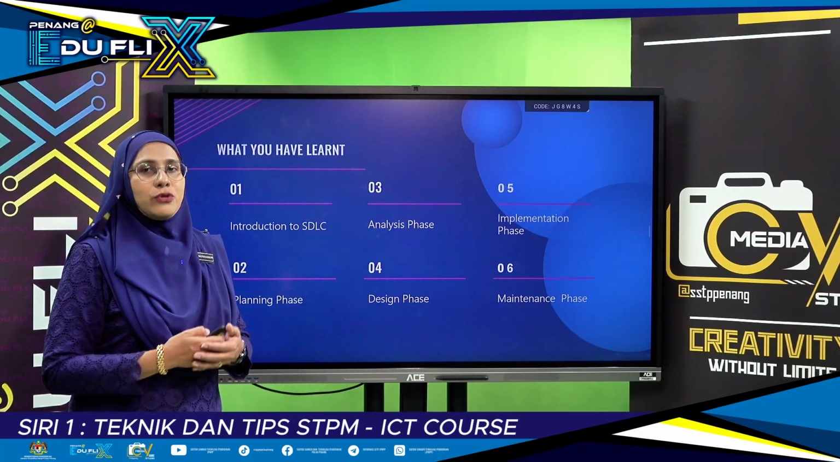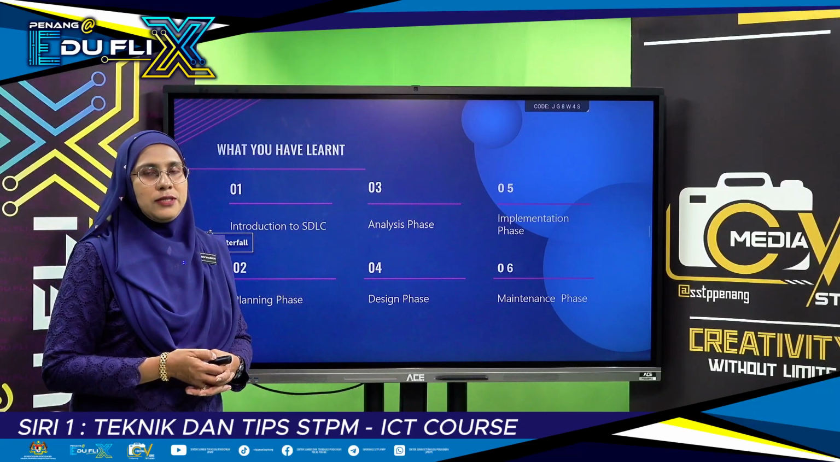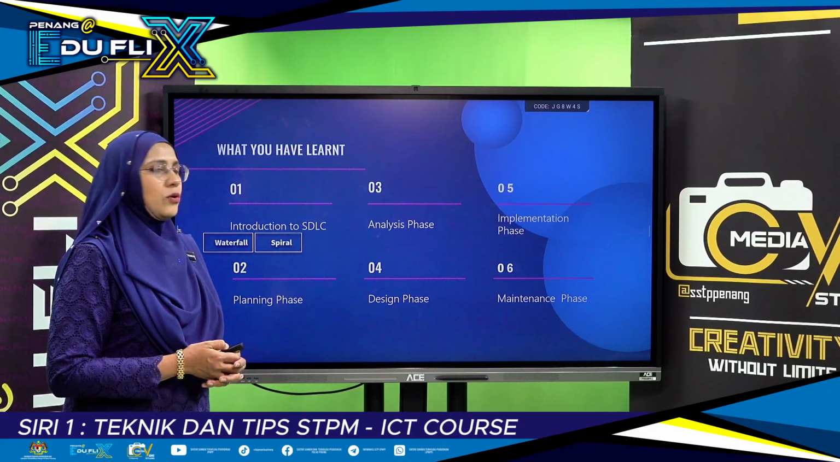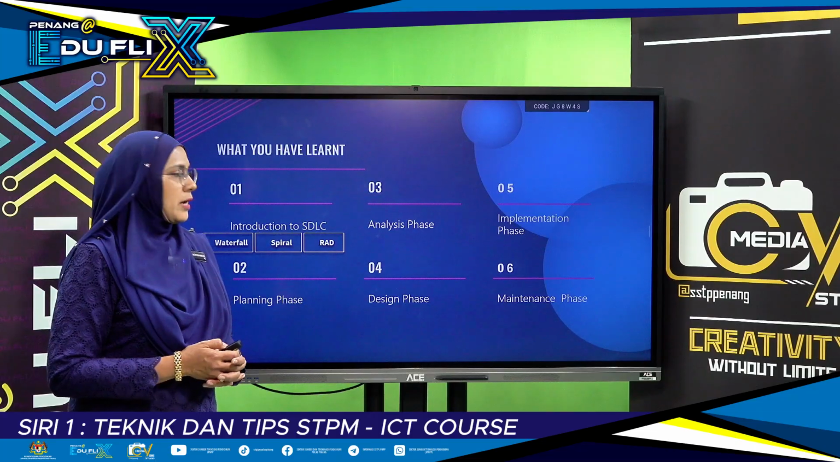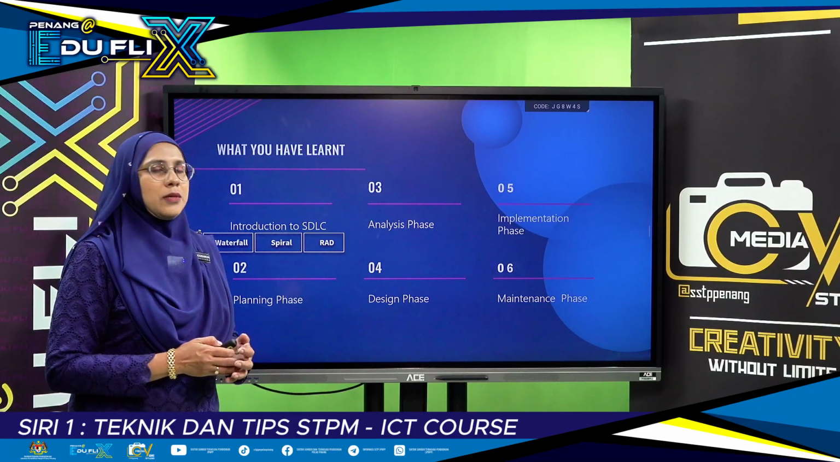So we have 3 types of models. The first one is the waterfall model. The second one is the spiral model. And the third one will be the RAD model. Okay, RAD means rapid application development model.